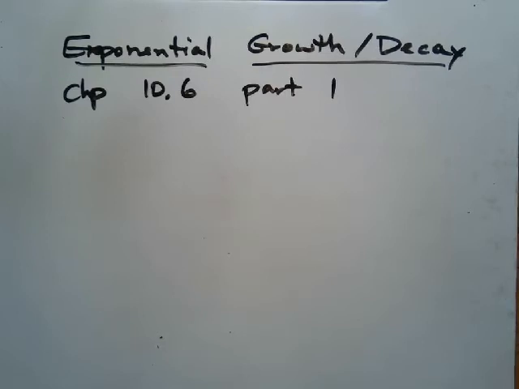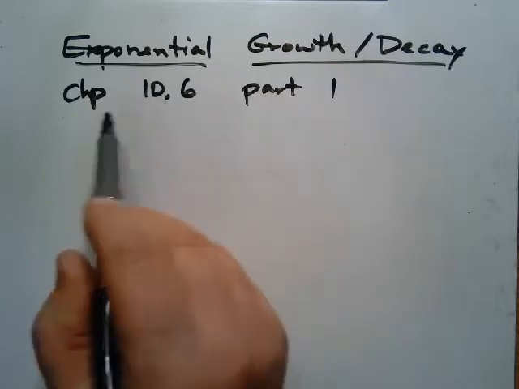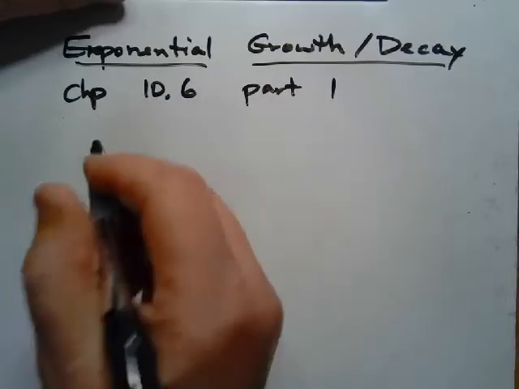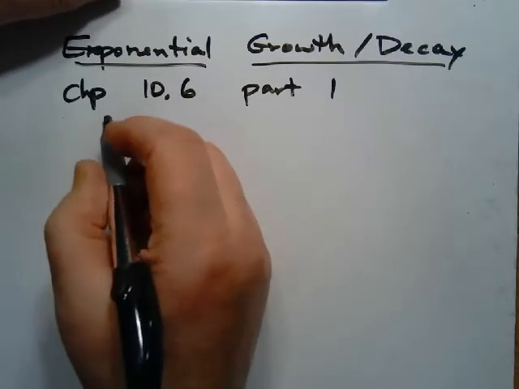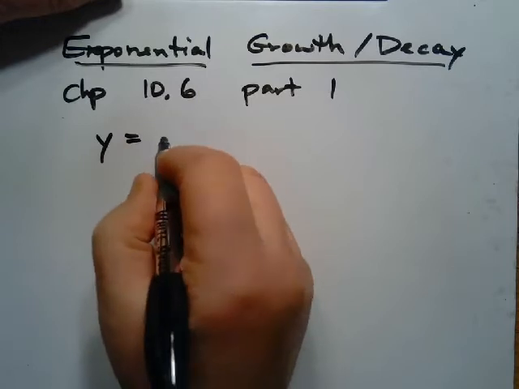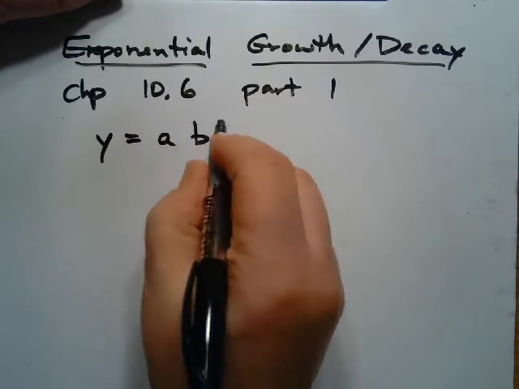All right, welcome back. We're going to take a look at this next lesson on exponential growth and decay. It's chapter 10.6. This is part 1. We need to do a little review, and we talked about this, I think, in the first session. This basic formula for exponential growth and decay looks like this.